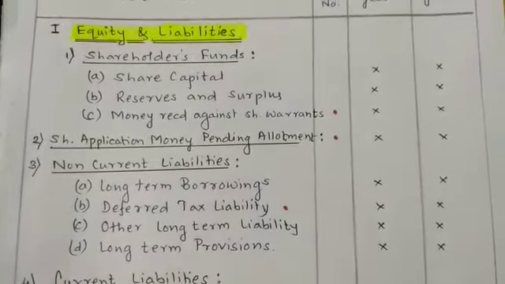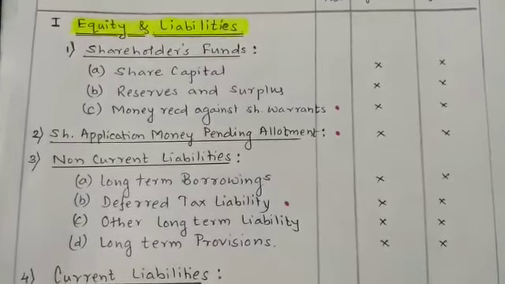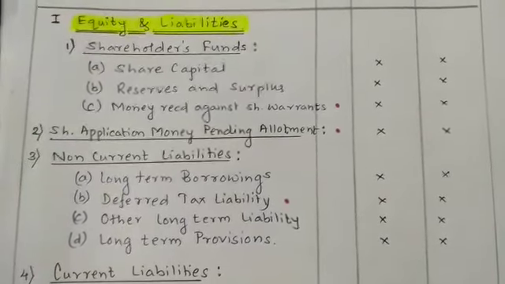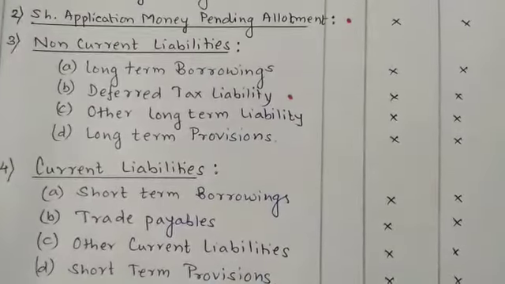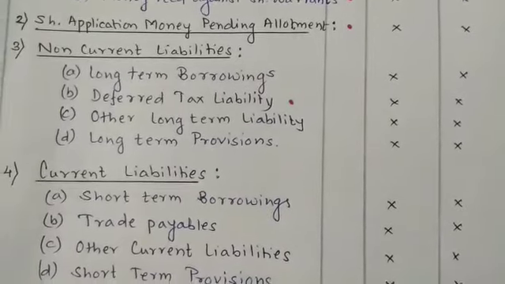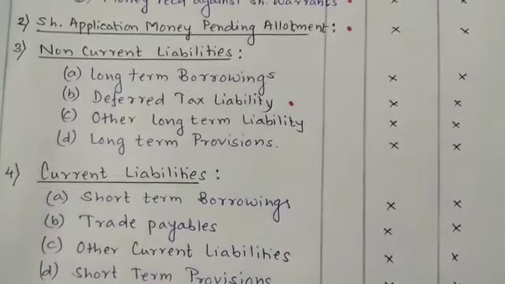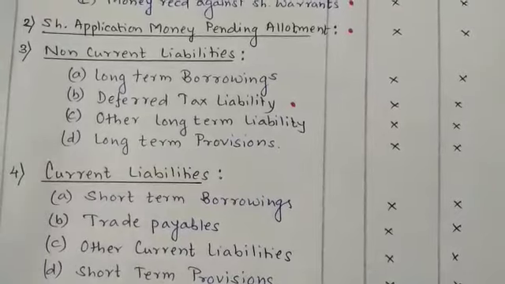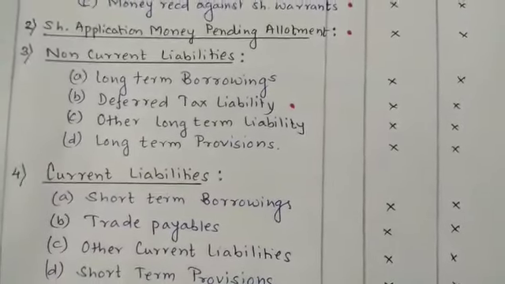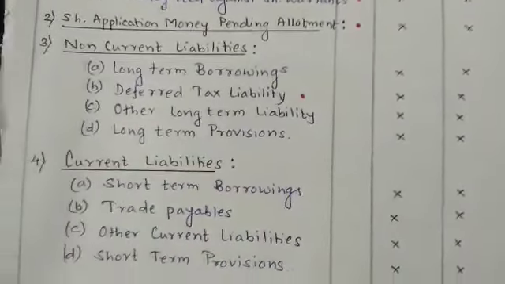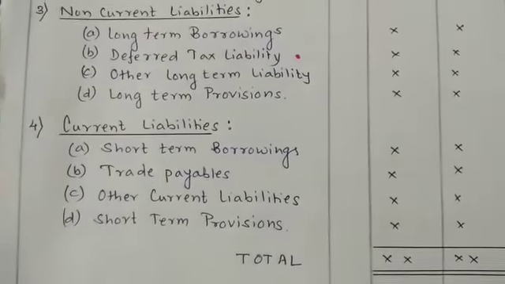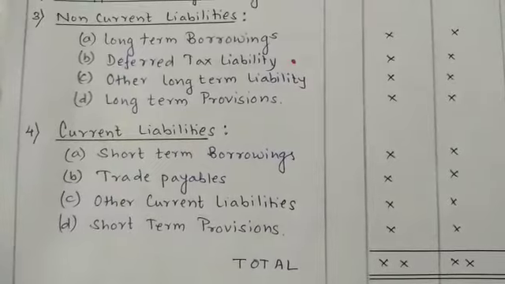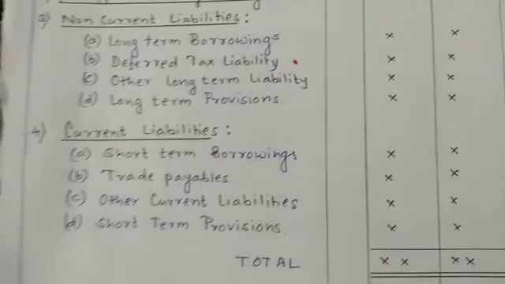The second heading is share application money pending allotment. Third is non-current liabilities, and fourth is current liabilities. Under non-current liabilities, there are four subheadings. The first is long-term borrowings, second is deferred tax liabilities, third is other long-term liabilities, and the last is long-term provisions. Similarly, in current liabilities there are short-term borrowings, trade payables, other current liabilities, and short-term provisions.